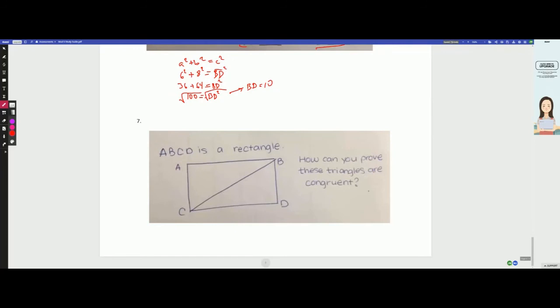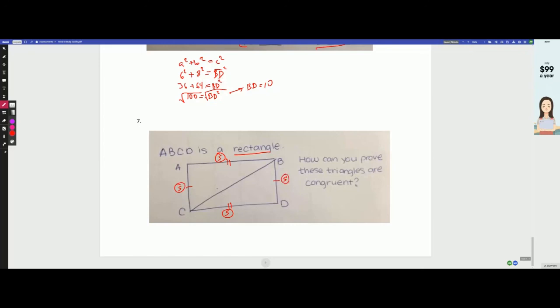All right. How can you prove that these triangles are congruent? They only say that it's a rectangle. Well, if you know what a rectangle means, it means that AC is going to be the same length as BD. AB is going to be the same length as CD. Okay. So notice how we just know about the properties of a rectangle. We already know some sides. All right. I know this side is going to be corresponding to this side, and this side is going to be corresponding to this side.